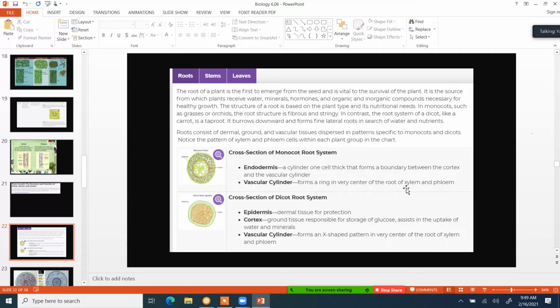Has anyone ever heard of something called a taproot? Basically, a plant has one main root. You'll see it down the center if you pull out a plant. Through the center, there'll be one main root, and that main root has a lot of small roots coming off of it. Even though there are a lot of roots, you'll notice there's one main thing going down the middle.